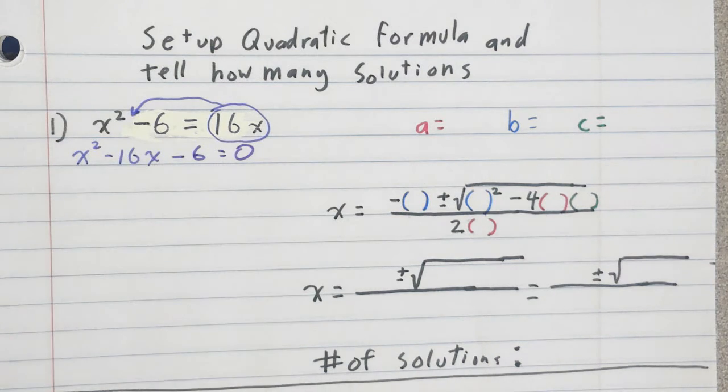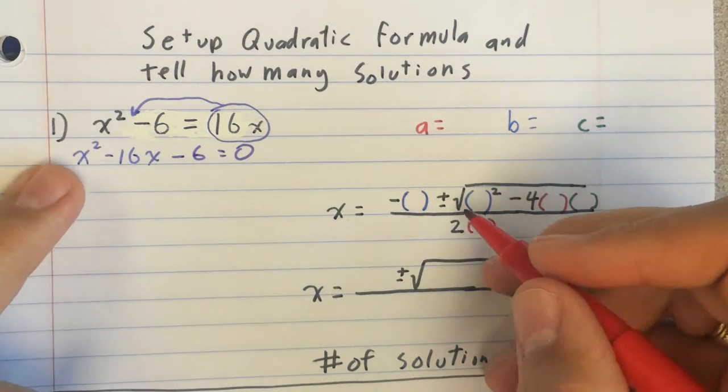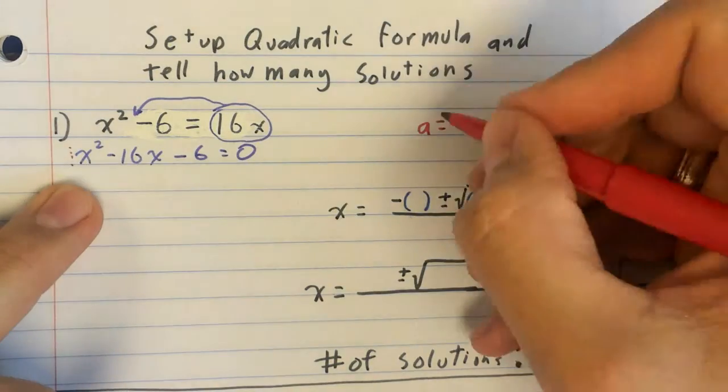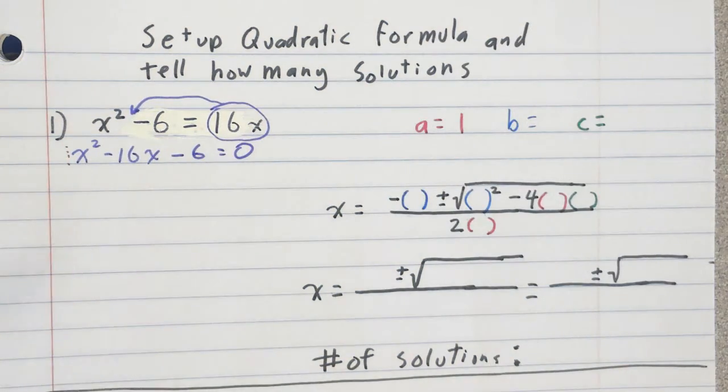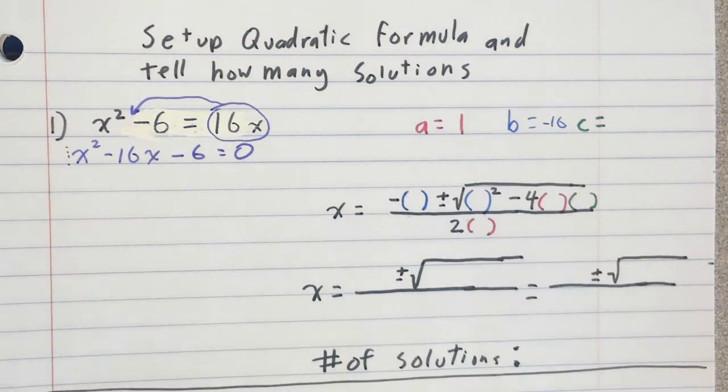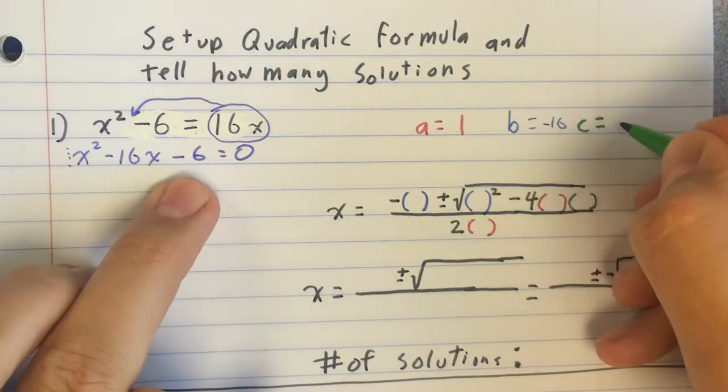Let's go ahead and put in all of my a, b, and c values. My a value, if there's nothing here, we go ahead and say it's 1. My b value is going to be negative 16. And then my c value is going to be my negative 6.